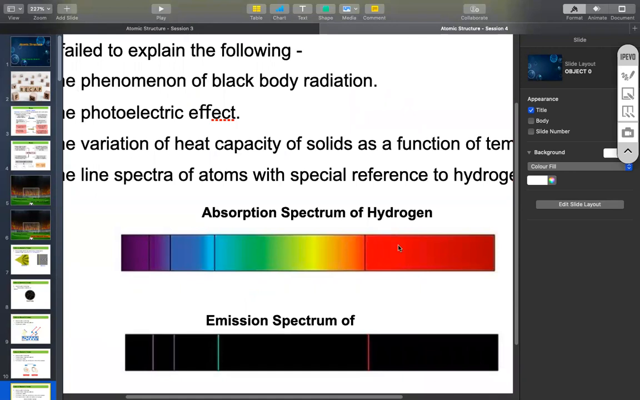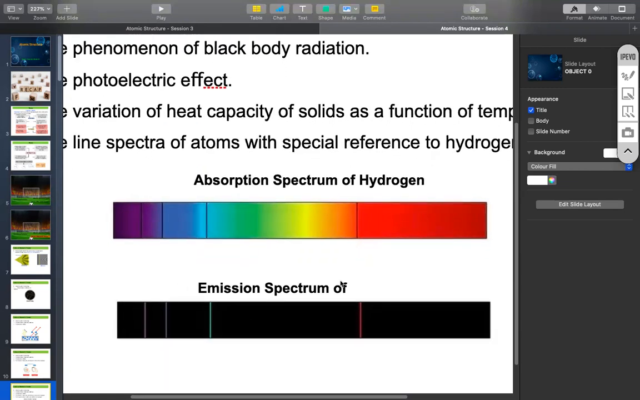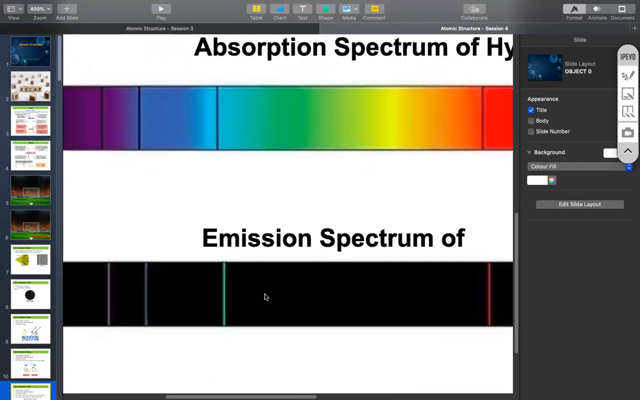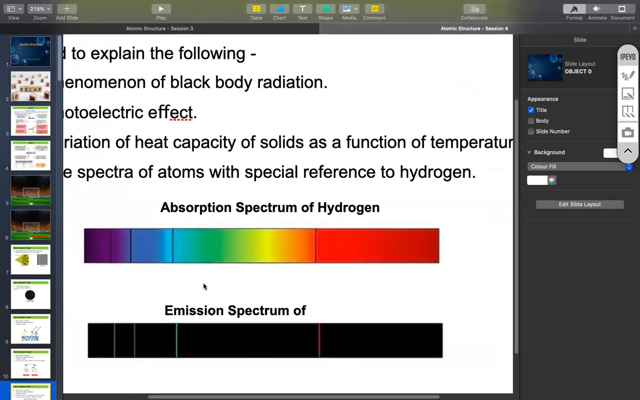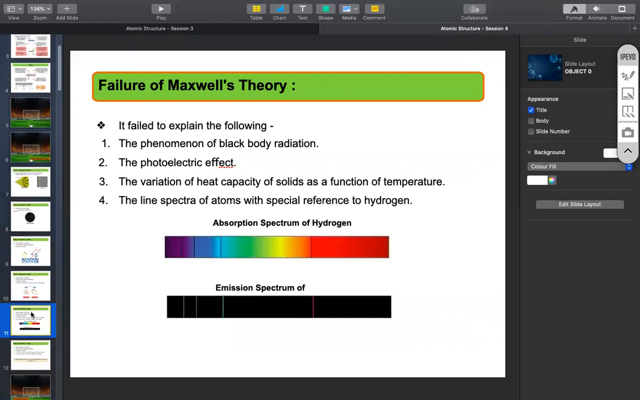He could not explain why there are black lines with the wave theory. With the wave theory of electromagnetic radiation, he could not explain why the rays absorbed by hydrogen give this pattern, and why the rays emitted by hydrogen give this pattern. Very few colored lines, the rest is completely black. So these four things could not be explained with the help of Maxwell's wave theory.